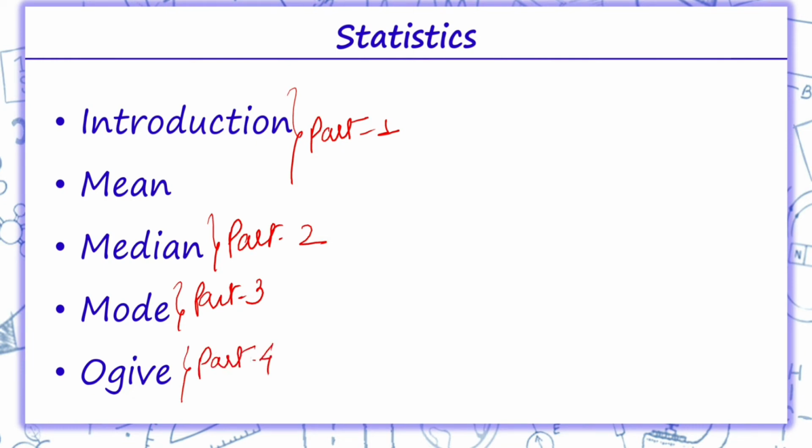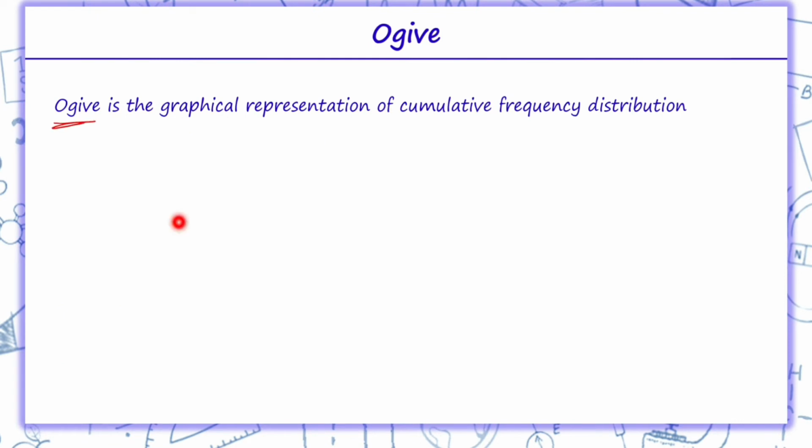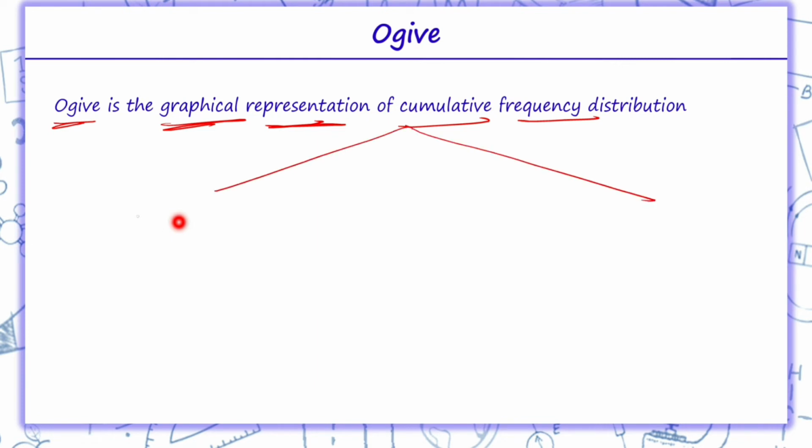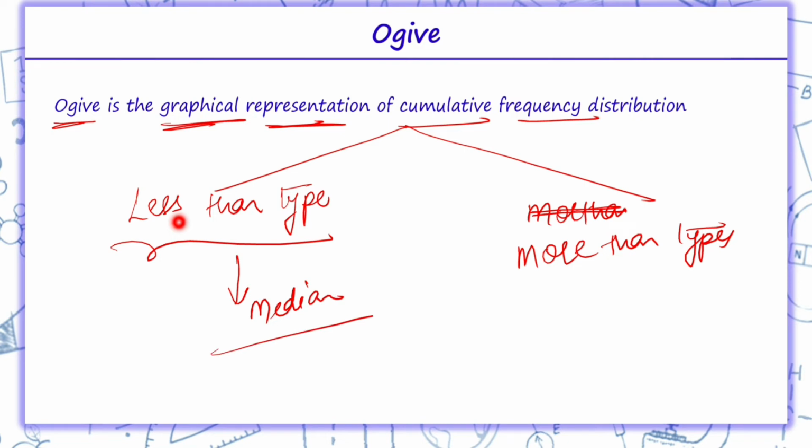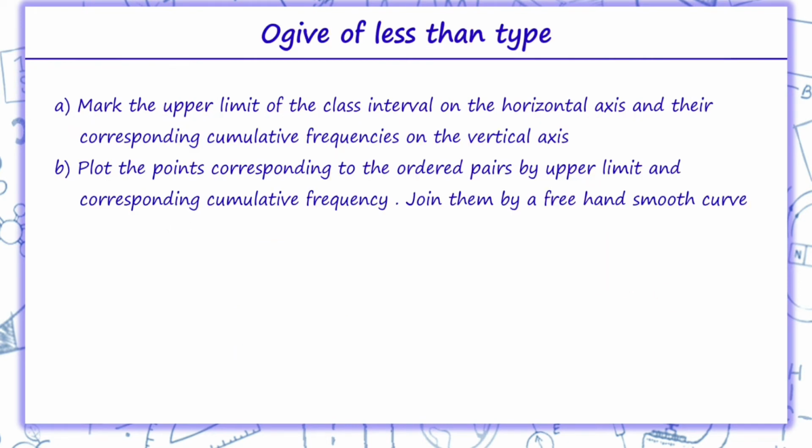Now see, basically what is Ogive? The Ogive is a graphical representation of cumulative frequency distribution. Now we have two types of Ogive. The one is less than type Ogive, so we call it less than type. The other one is more than type Ogive. With the help of these ogives, we can also find median.